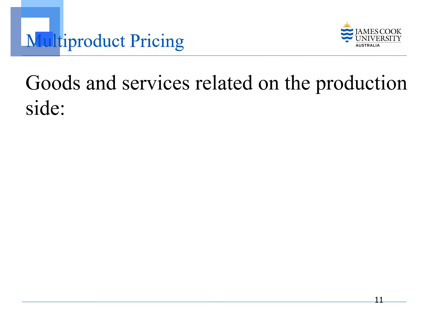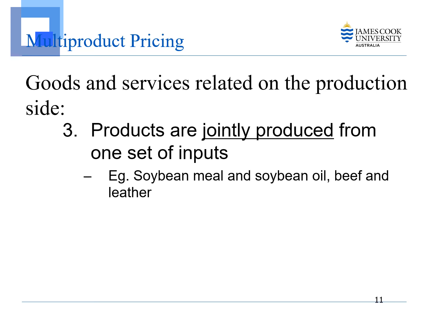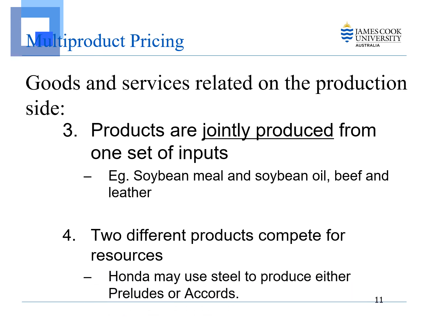All right, goods and services can also be related on the production side. For example, products are jointly produced from one set of inputs. So when we use one set of capital, labor, and intermediate materials, we end up producing more than one product. And actually, you cannot separate them. For example, soybean meal and soybean oil, beef and leather. It could be two different products compete for resources. For example, Honda might use steel to produce one model or Accords another.